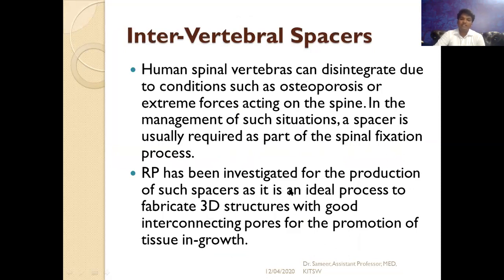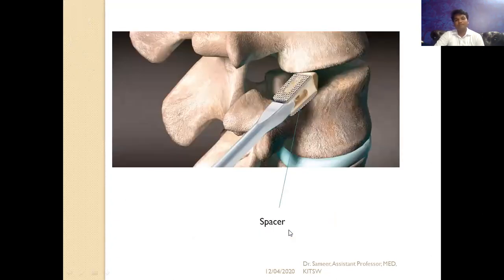RP has been investigated for the production of such spacers, as it is an ideal process to fabricate 3D structures with good interconnecting pores for promotion of the tissue ingrowth. With the help of these spacers, the tissues also have been able to regrow.